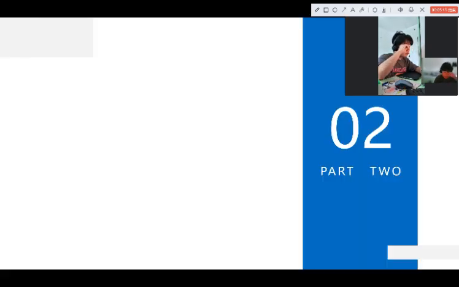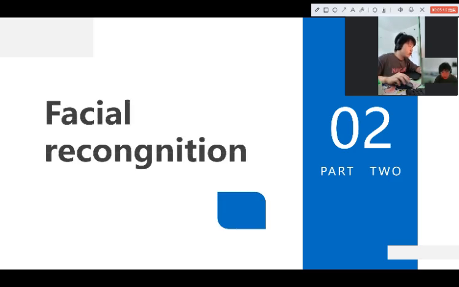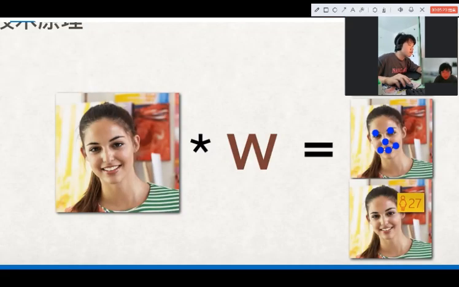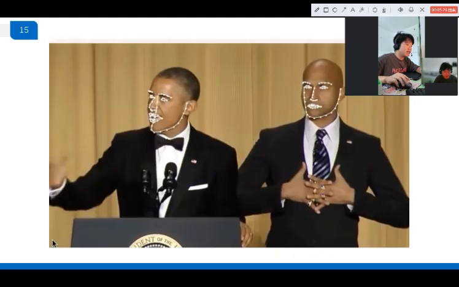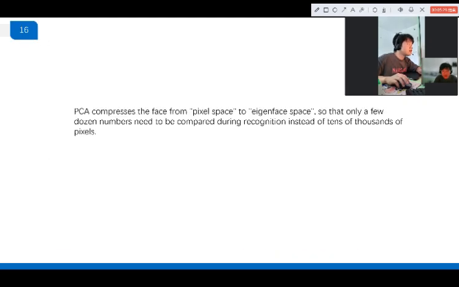So this comes to part 2, facial recognition. Its fundamental principle is PCA. It compresses the face from pixel space to eigenspace, so that only a few dozen numbers need to be compared during recognition, instead of thousands of pixels.